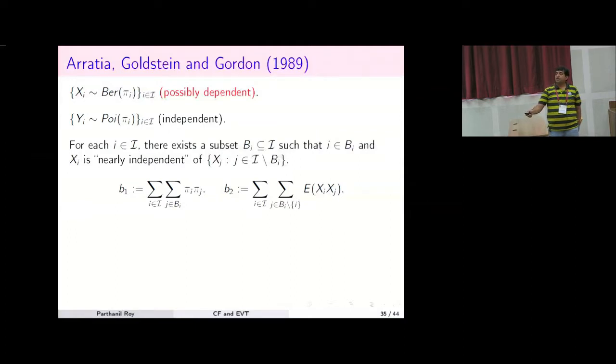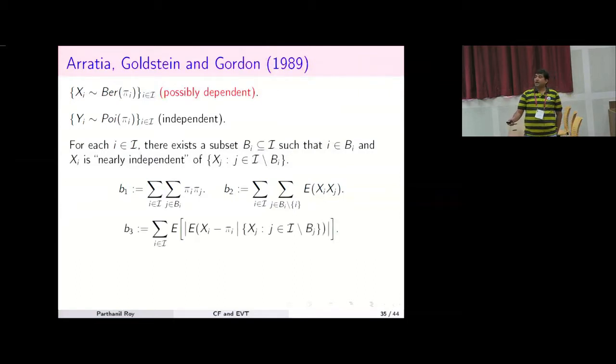B2 is the covariance terms essentially, the second mixed moment terms. Again, a double sum. B3 looks more complicated, but think of the situation when Xi is exactly independent of the Xj's. Then this term won't be there, and B3 would be exactly 0. So when they are nearly independent, B3 should be small. However, if you make B3 too small by making the neighborhoods too small, B1 and B2 would become big. So there is a trade-off that has to be handled here, okay?